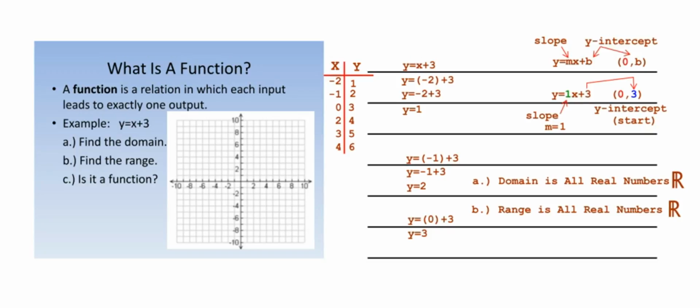You'll see this in future math classes. But for now, let's just keep in mind that it exists, and it represents all real numbers. C, is this a function? Well, let's say it looks like it is based on what we have for the table. It has one input, which gives us exactly one output. None of those inputs are repeated, so therefore we only have a single output.